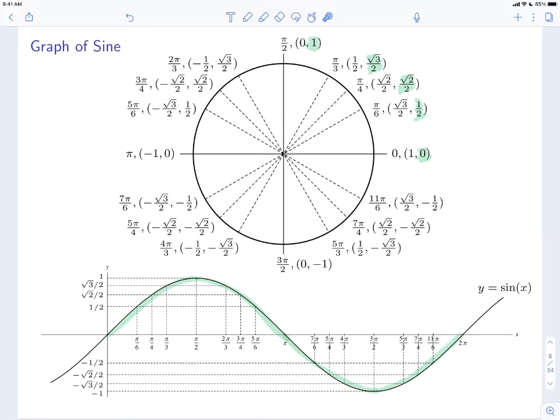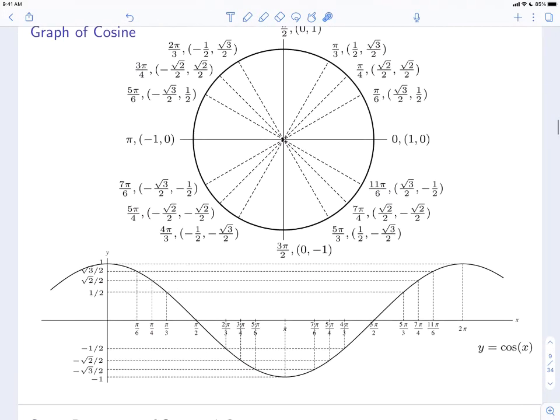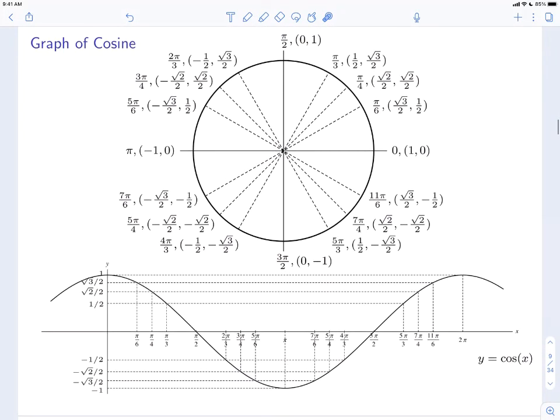We can do the same thing with cosine. So here's our graph of cosine. So we proceed in exactly the same way. As we're moving along the positive x-axis to the right, we're moving along the circle here in a counterclockwise direction. But now, instead of looking at the second coordinate, we're looking at the first coordinate. So we start at 1, and then the square root of 3 over 2, square root of 2 over 2, 1/2, and then 0.